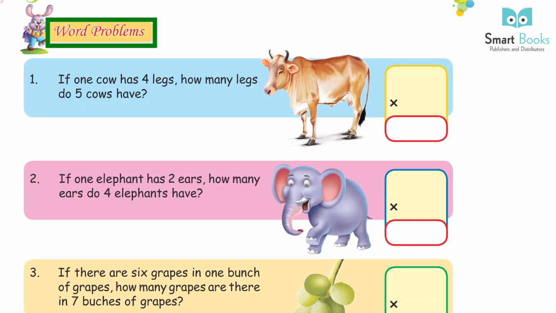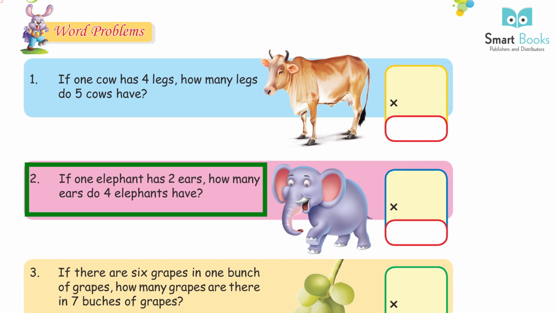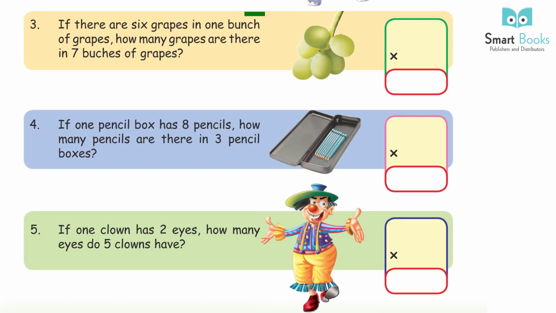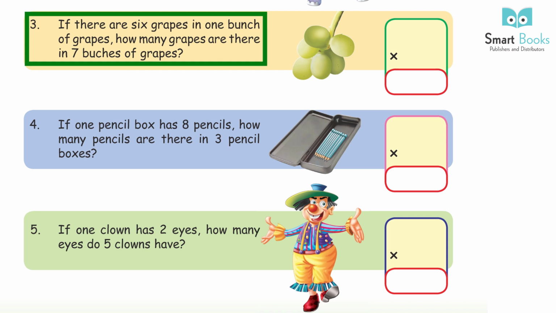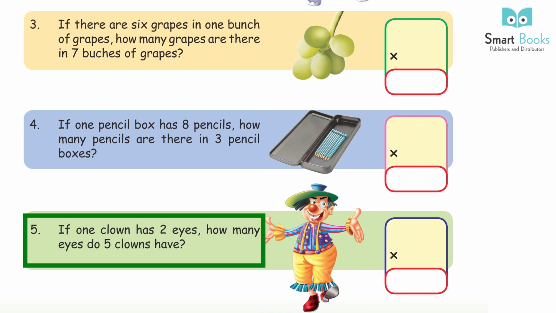Word problems. 1. If one cow has 4 legs, how many legs do 5 cows have? 2. If one elephant has 2 ears, how many ears do 4 elephants have? 3. If there are 6 grapes in one bunch of grapes, how many grapes are there in 7 bunches of grapes? 4. If one pencil box has 8 pencils, how many pencils are there in 3 pencil boxes? 5. If one clown has 2 eyes, how many eyes do 5 clowns have?